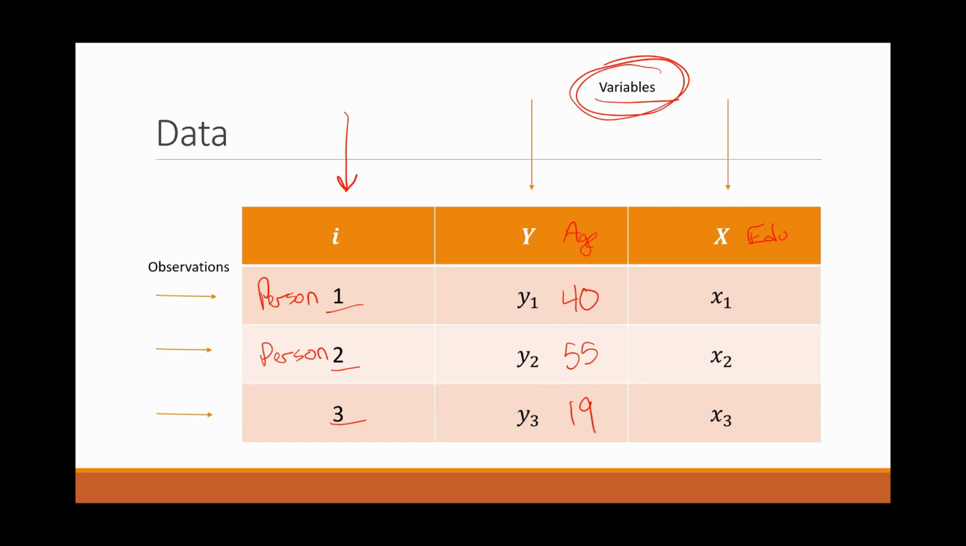Likewise for education. Perhaps person 1 is 40 years old and has 16 years of education. Perhaps person 2 is 55 years old and has 12 years of education. Perhaps person 3, again, 19 years old, and maybe they have 13 years of education. What you'd be looking at there is a data set.